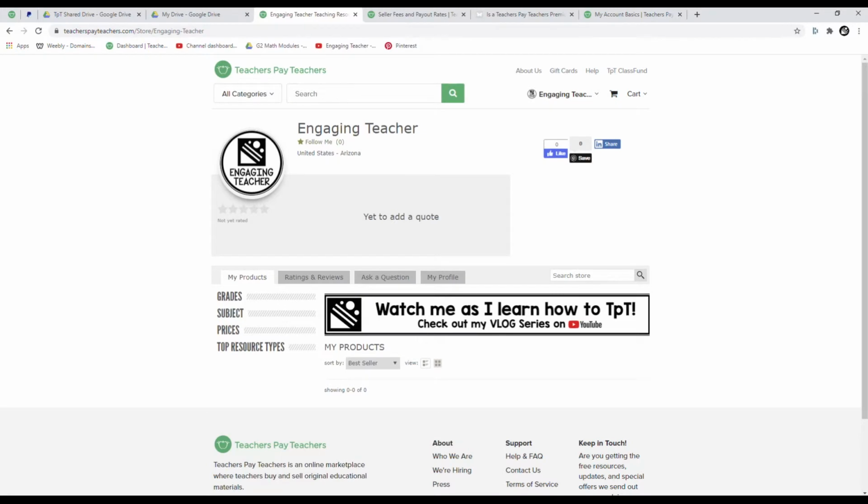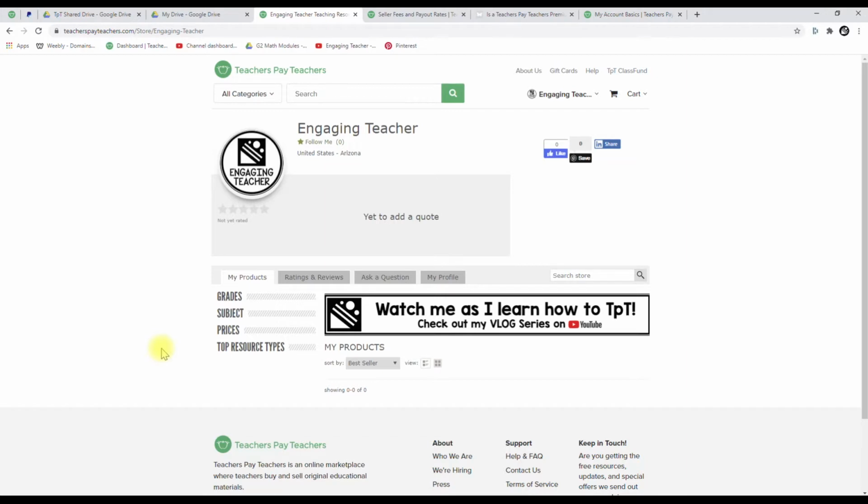All right, so today I'm getting close to finishing some of my first products, so I'm going to be posting them to my store. And I wanted to ask you what the difference was between a basic seller account with TpT and the preferred seller account, if you think it's worth it to upgrade, and then how to upgrade.